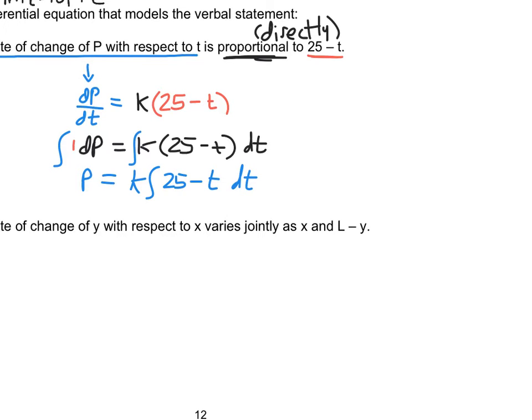So here we are. So p would be equal to k times, so I'm going to integrate 25t minus 1/2 t squared plus c. And at this point you can clean it up if you want, but you don't have to. I leave it up to you, and so you can leave it in this form.